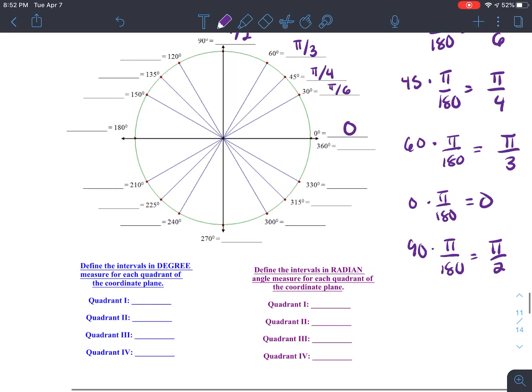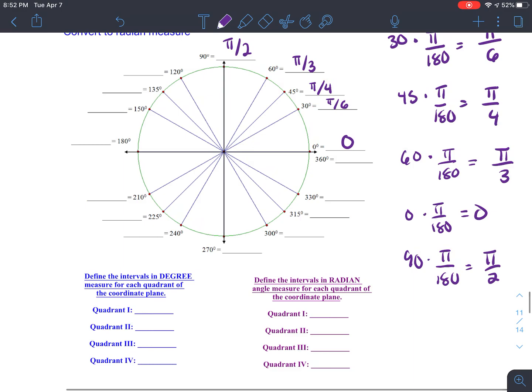Okay, and when you're done calculating the rest of these angles, I want you to make a comparison between the intervals in degree for each quadrant versus the intervals in radian for each quadrant. So what do I mean? Well, in quadrant 1, we have all the angles between 0 and 90. In quadrant 1 with radians, that range is from 0 to pi over 2.